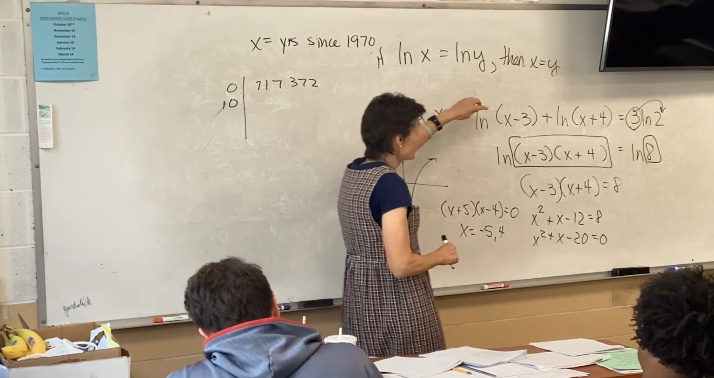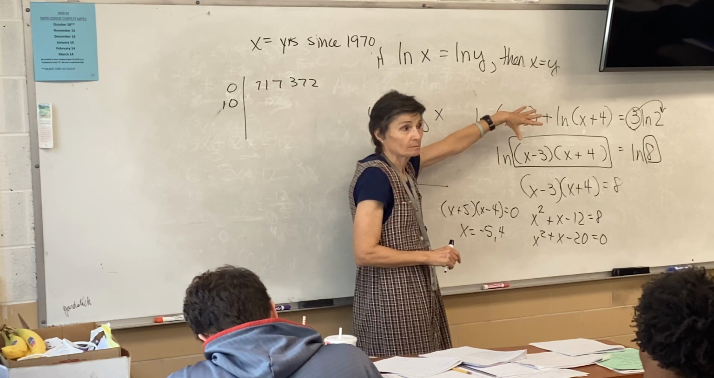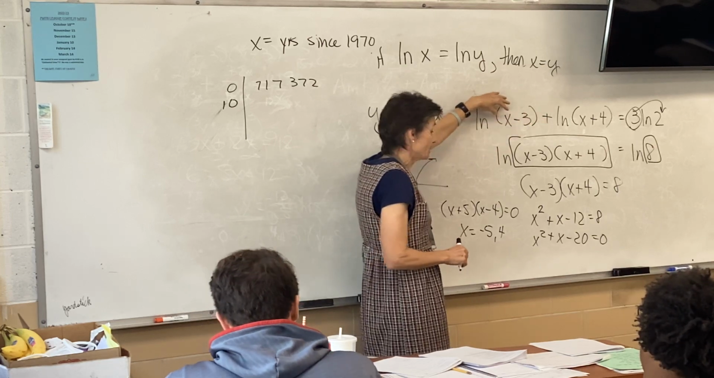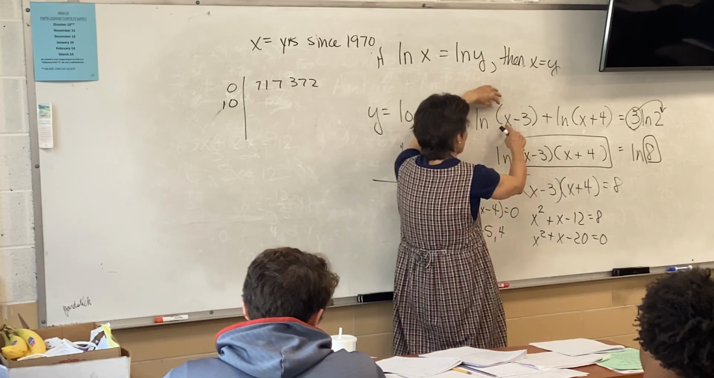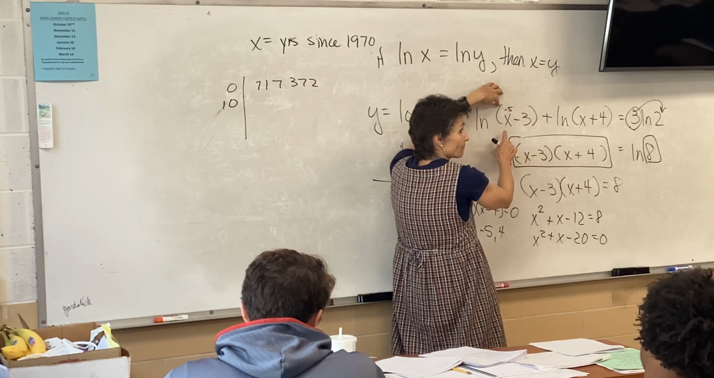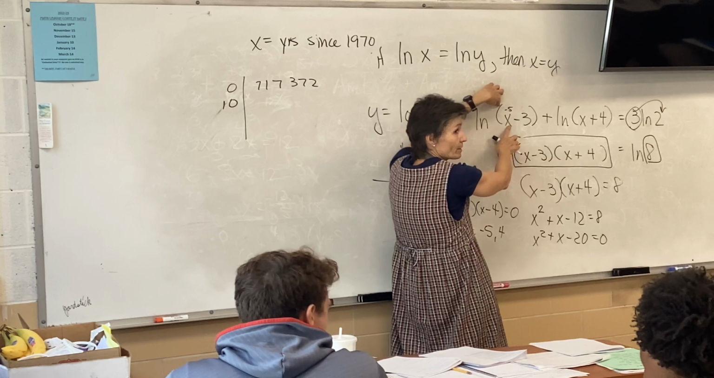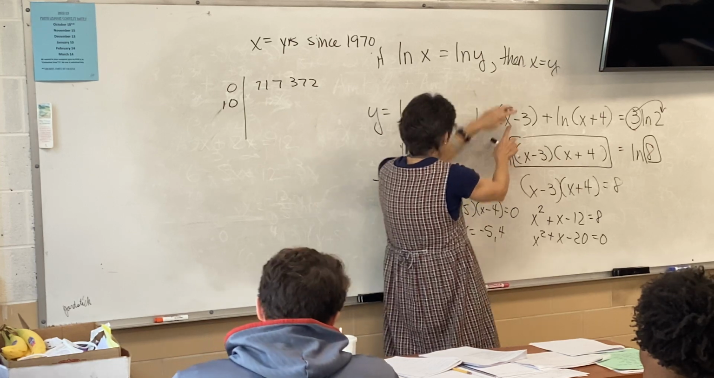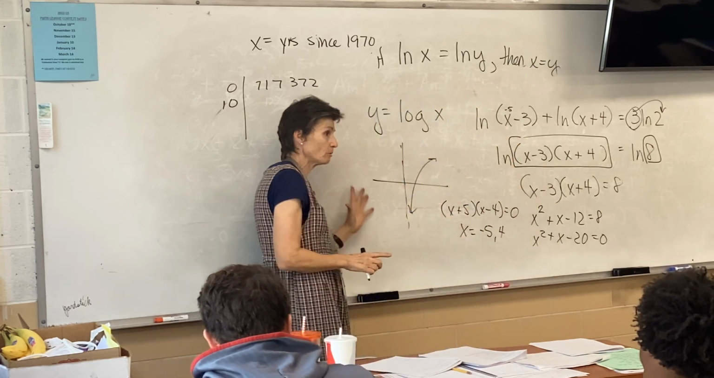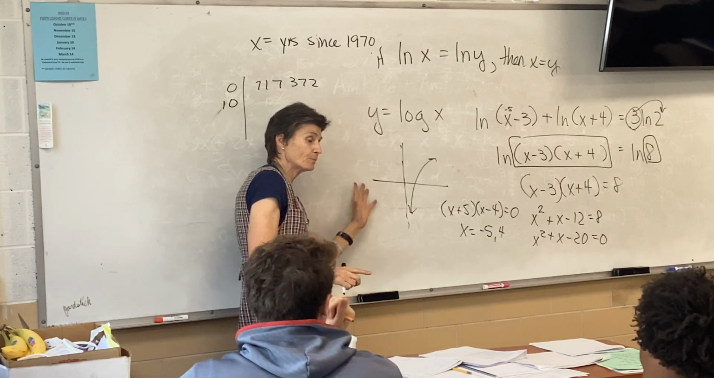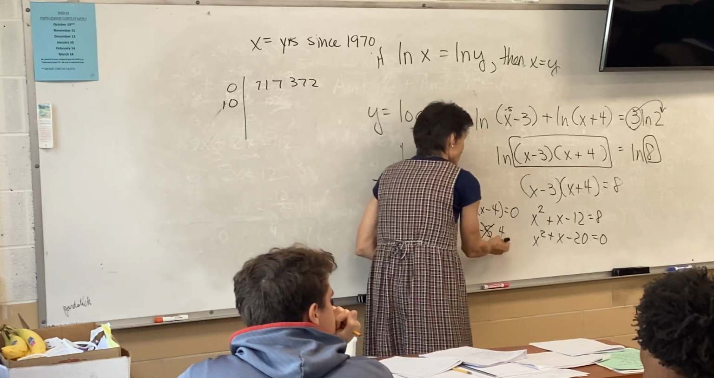Because if you go back to your very beginning equation and you put in -5, what's going to happen right here? You're taking the logarithm of a negative. Look at your picture. Can you take logarithms of negative numbers? No. So that's an extraneous root.